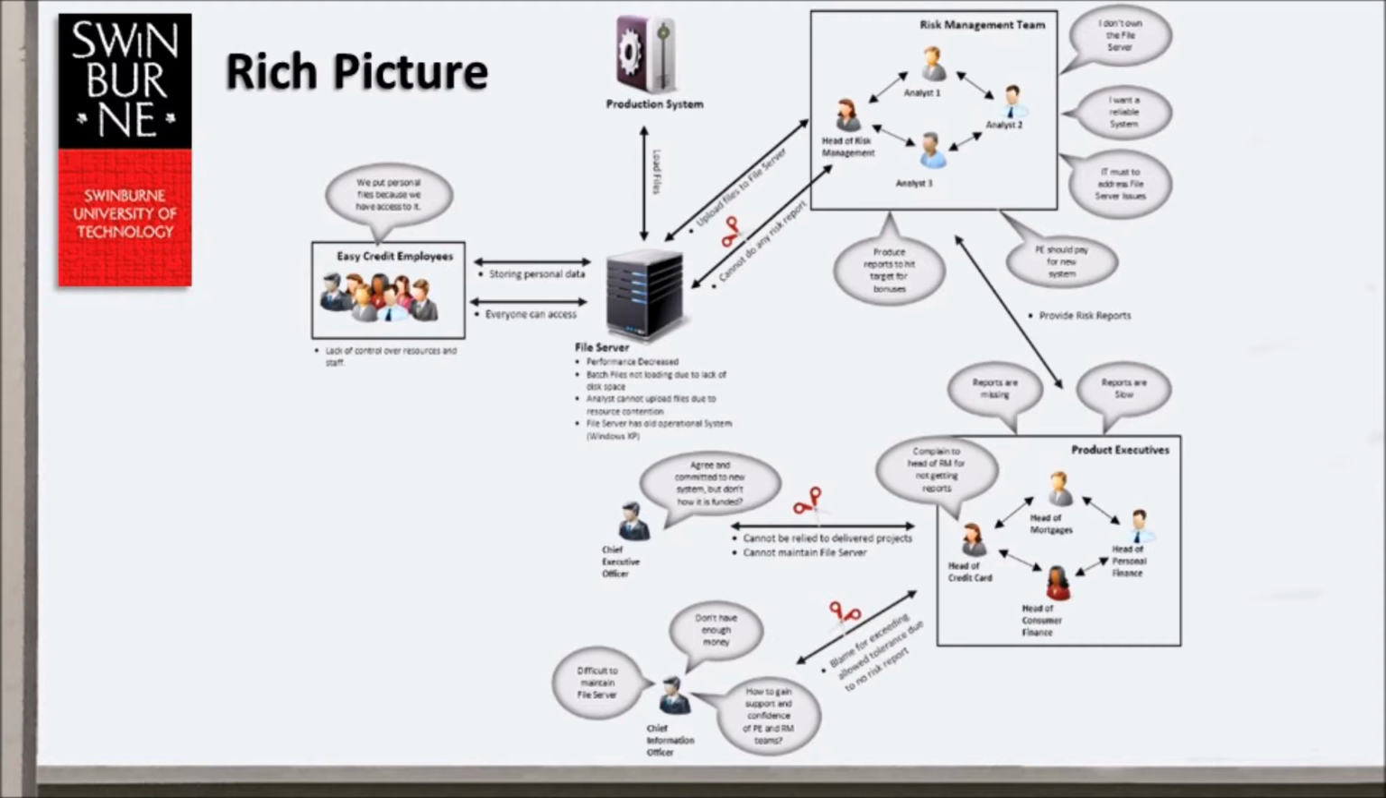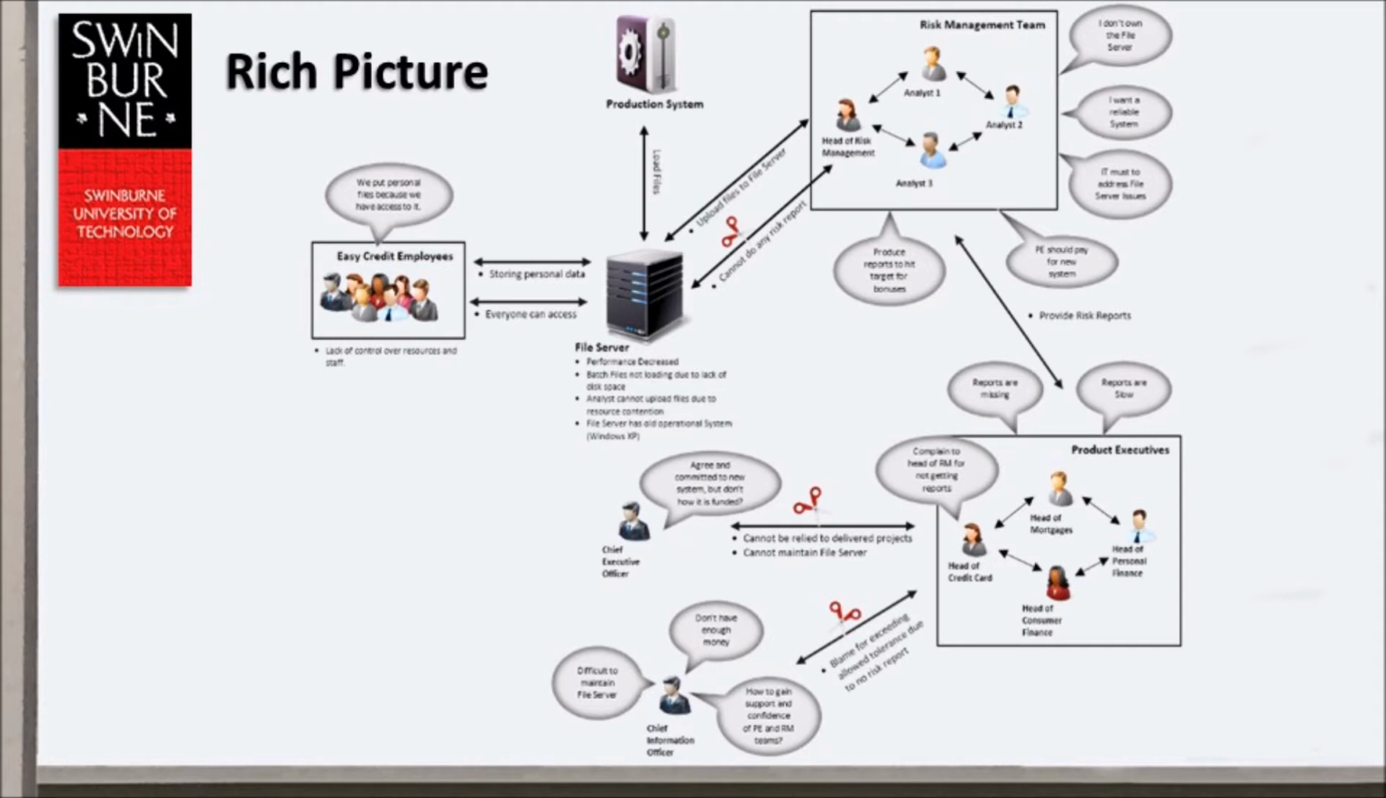The product executives then go back to the chief information officer, who says that they don't have money for a new system, that they need to gain confidence from product executives and risk management, and that the file server is difficult to maintain. The chief executive agrees and is committed to this system, but doesn't know how to fund it.